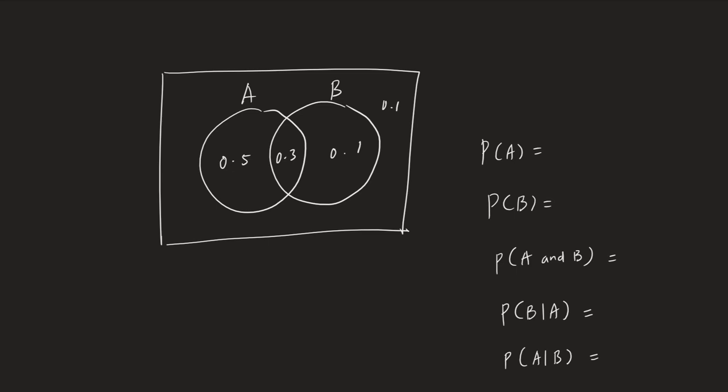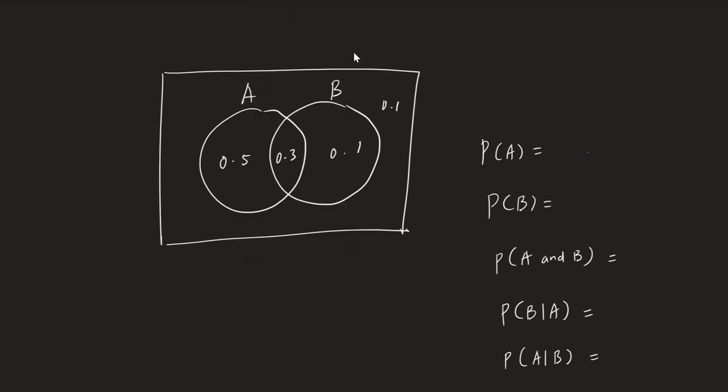The probability of A, probability of B, probability of A and B, probability of B given A, and probability of A given B. Okay, so let's do probability of A. Anything that's probability of A is 0.5 plus 0.3, so 0.8. Okay, I agree. Good.